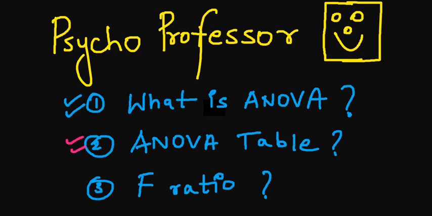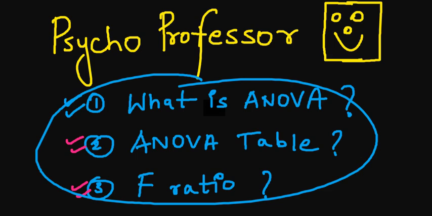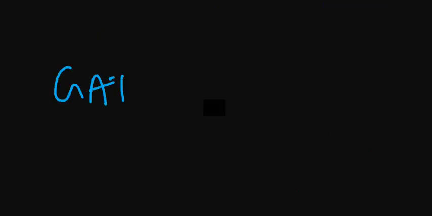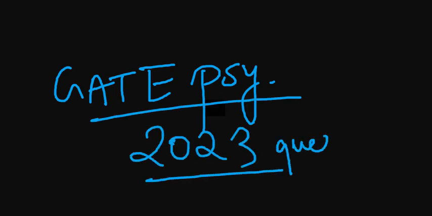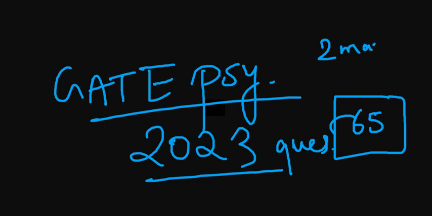Second, the ANOVA table: how to make it, how to solve questions from that, as well as how to calculate the F ratio. And not only this, you will be able to solve GATE Psychology 2023 question number 65, which will fetch you easily 2 marks.